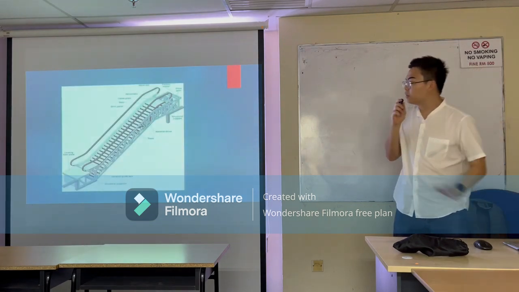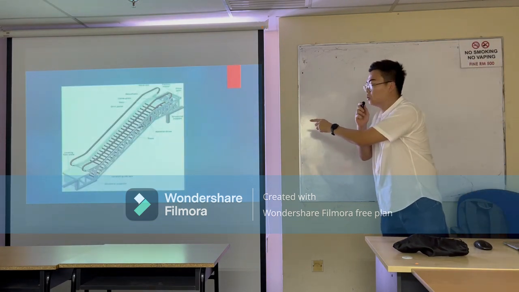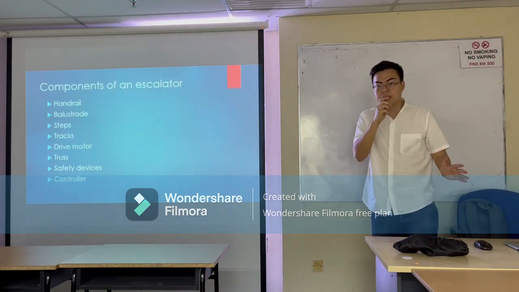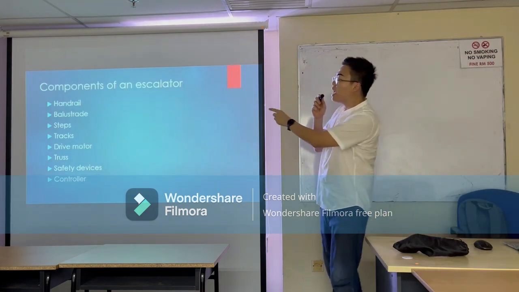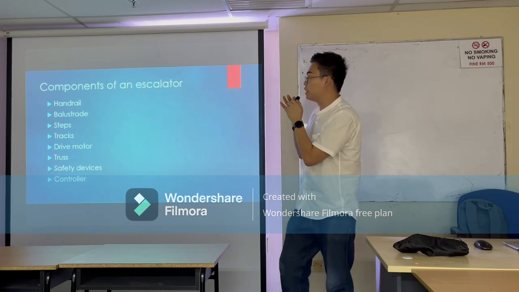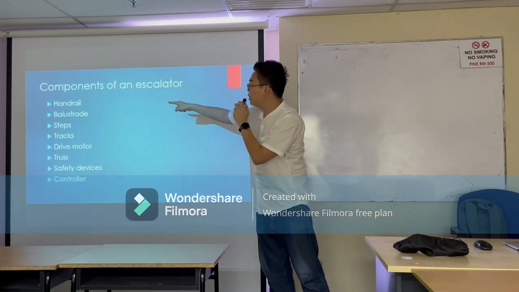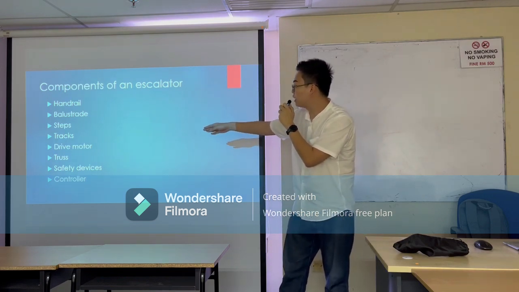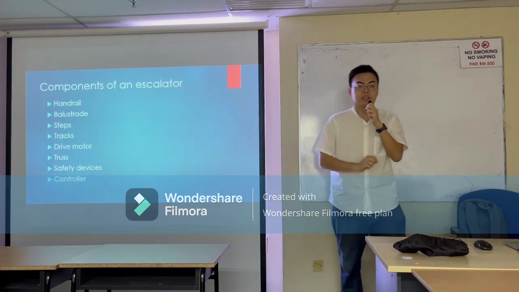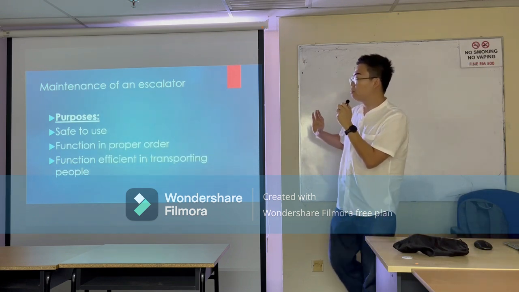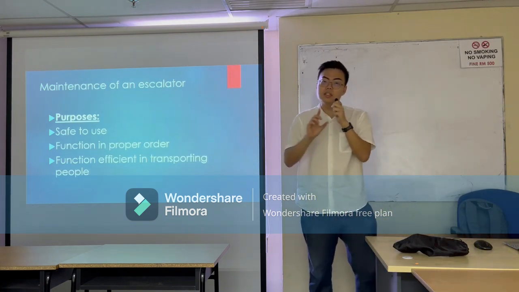So this is a photo of how an escalator looks like. My next slide will be the components of an escalator. As you can see, there are a few important components that make up an escalator: handrail, balustrade, steps, tracks, drive motor, truss, safety devices, as well as the controller. In order for me to talk about maintenance of an escalator, this is very crucial.